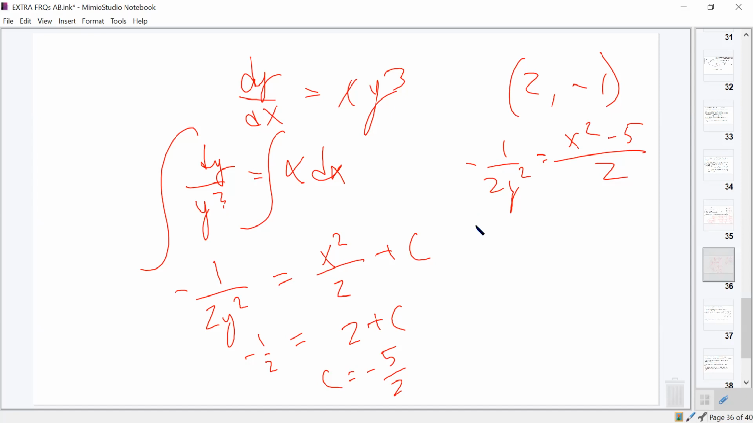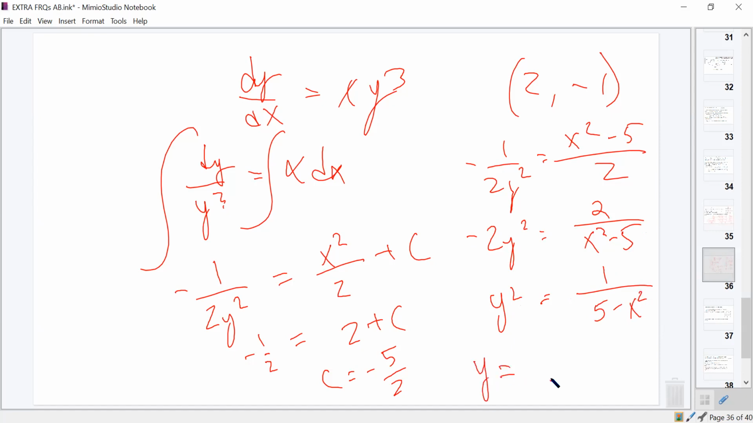Yeah. Okay, take your reciprocal, -2y squared equals 2 over x squared minus 5. Divide by -2. Dividing by the 2 will make it a 1 in the numerator. And then dividing by the -1 will turn this into 5 minus x squared. And then we square root. And when we square root, we have to note that it's either positive or negative. So we need to choose the correct one based on our initial condition. So if we plug in 2 for x, we need to get -1 for y. Well, square root's always positive, so we need to choose the negative square root so that we get -1. That makes sense to everyone?